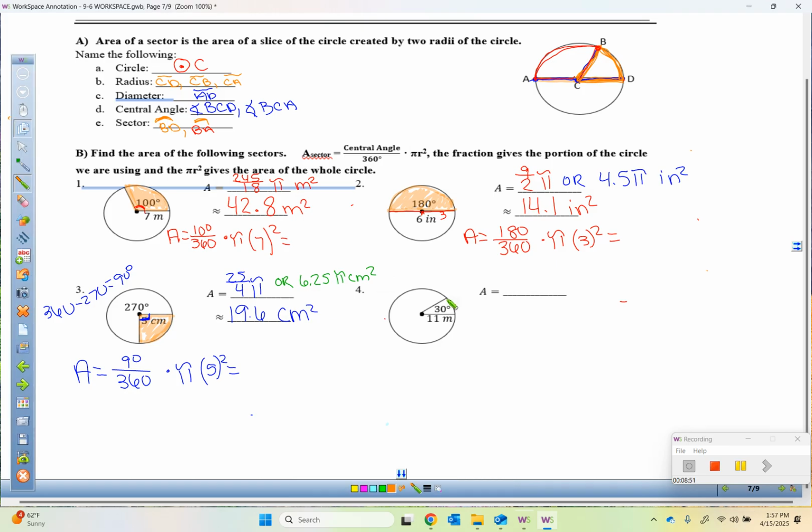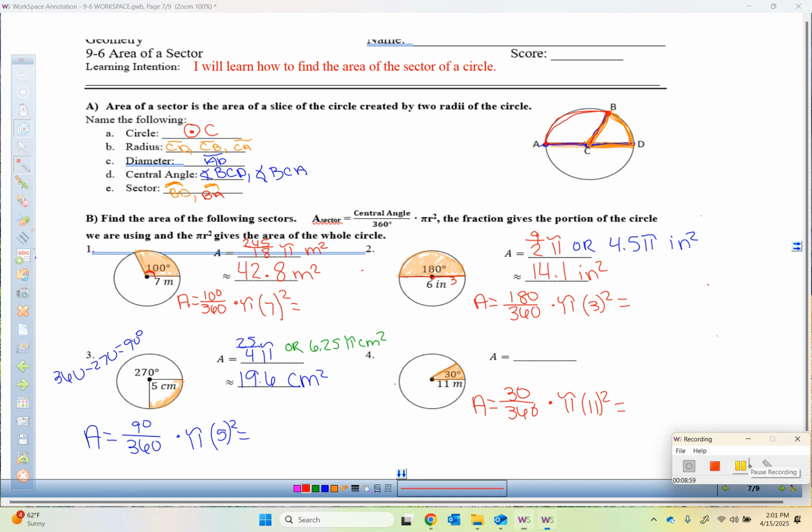Okay, so on number 4, we're going to find the area of this sector right here. And I want you guys to go ahead and try to come up with this on your own. All right, so let's look at number 4. My central angle is 30 over 360 times pi. My radius is 11 squared. And 11 squared is 121. And let's see here, if we put 121 pi. Okay, and what did we get? Okay, so for the approximate in your calculator, you would have got 31.7, okay?